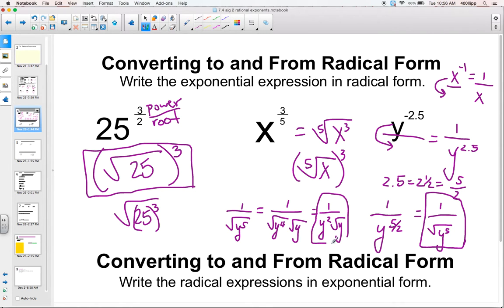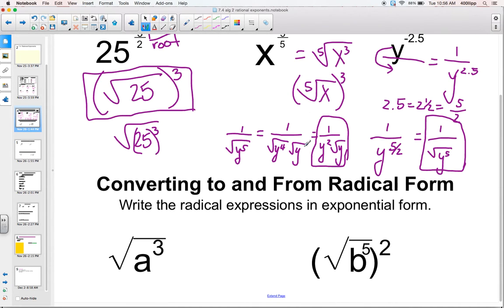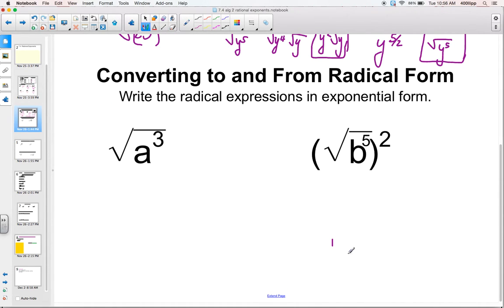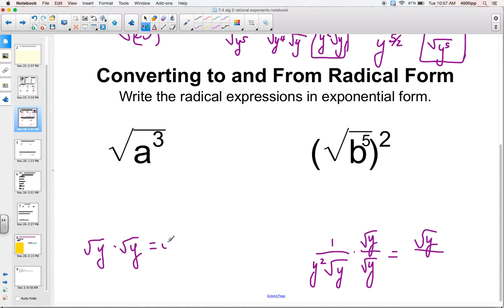So this is good. And if we want to go one step further and actually rationalize our denominator here, then we could take that 1 over y squared square root of y, and we can multiply the top and bottom by the square root of y in order to get rid of the square root in the denominator, which will be rationalizing our denominator. So this will leave us with the square root of y, because 1 times the square root of y is square root of y. And we know our rule of if I have the square root of y times the square root of y, I'm left with just a y.